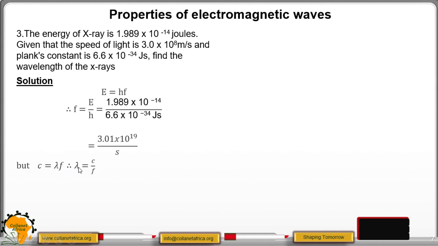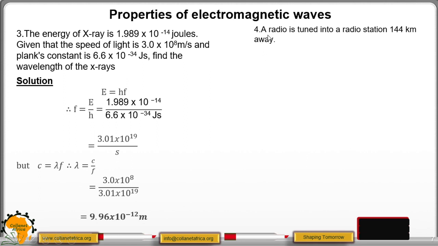Then from there, we know that c is equal to lambda f. So we can get the lambda because our question is asking about wavelength. So our lambda will be c over f. We substitute. c is the speed of light, 3.0 times 10 to the power 8, then divided by the frequency that we have calculated here. After keying in your calculator, you will find that the wavelength will be given by 9.96 times 10 to the power negative 12 meters.